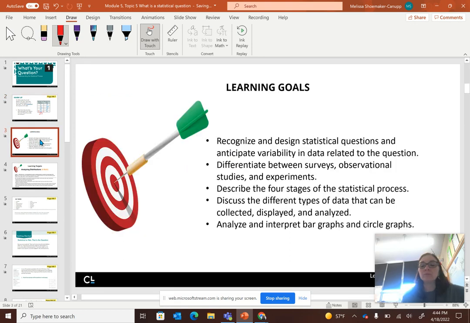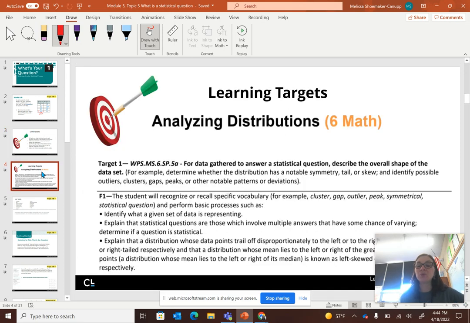Okay, let's move on. Our learning goals are to recognize and design statistical questions. The reason I wanted to touch on this is because we're going to do a project-based learning thing towards the end of the year, and you will be collecting data on a statistical question. So we have to learn the foundations here. This is a foundational skill. Analyzing distributions, we'll get to our target eventually, but right now we are laying the groundwork. We're doing our level 2.0 work.